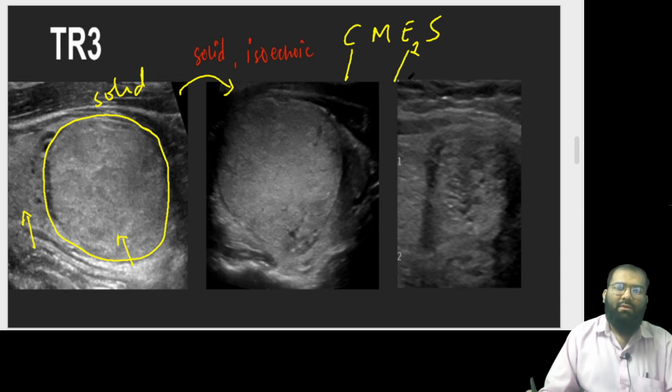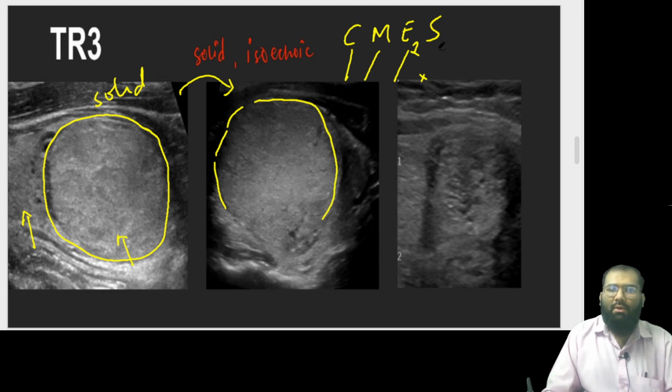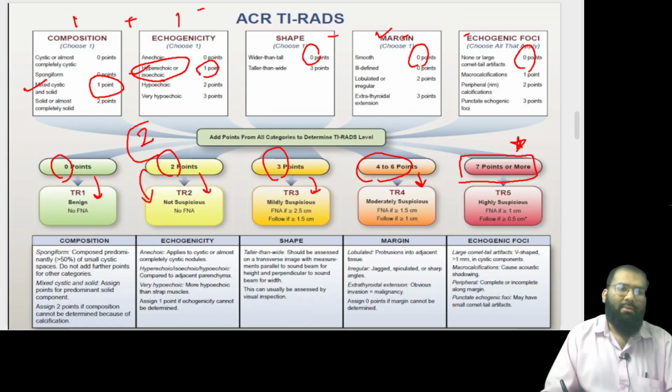And are there echogenic foci? Answer is no, there are no echogenic foci. How is the margin? Margin is smooth. And what about shape? It is again wider than taller. Okay. So now let us come to calculation of the Tirads points.